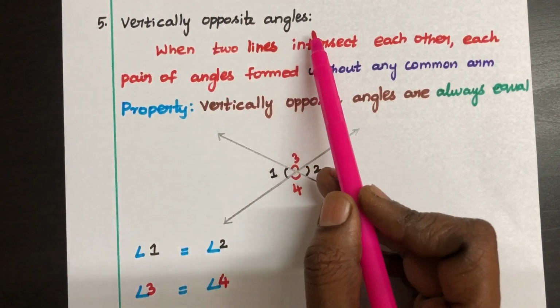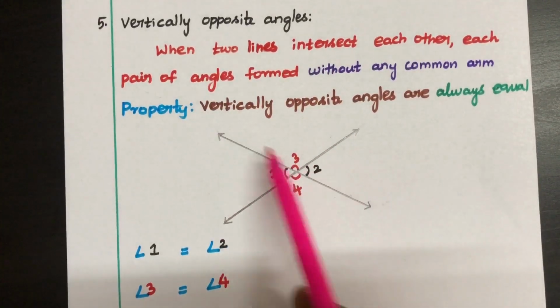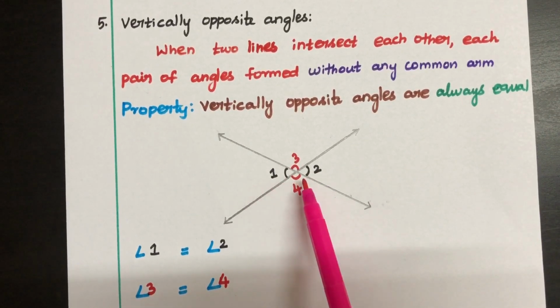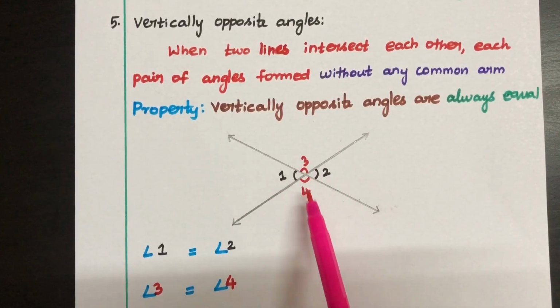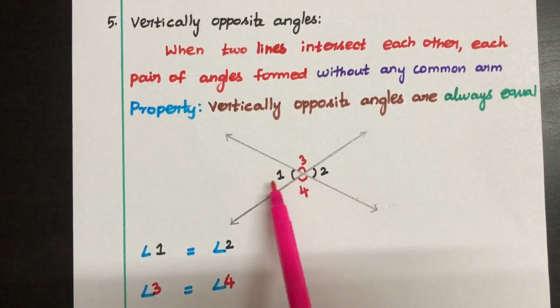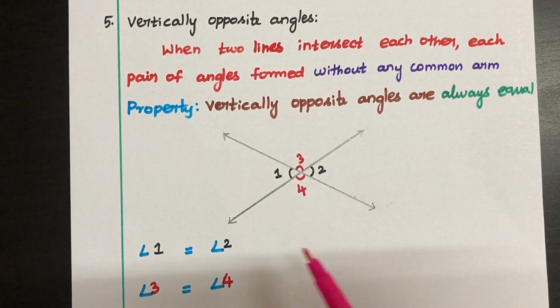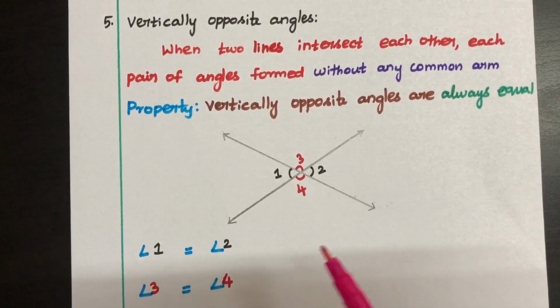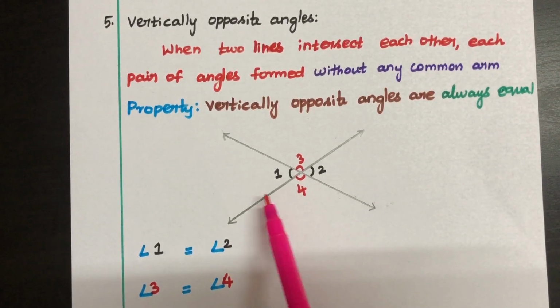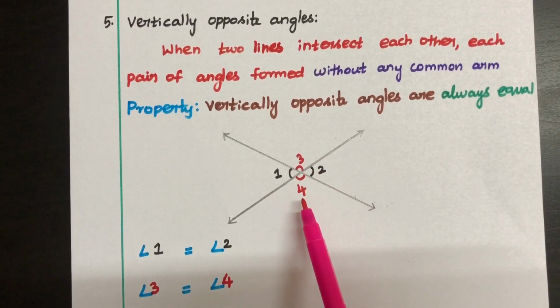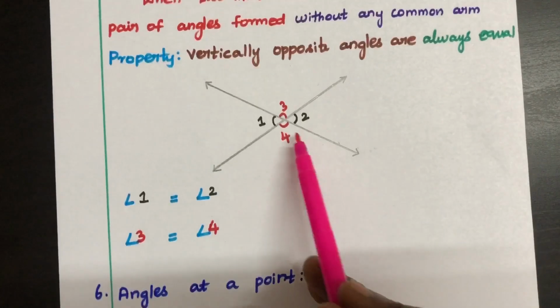Fifth, vertically opposite angles. When two lines intersect each other, each pair of angles formed without any common arm is called a vertically opposite angle. See, 1 and 2, 3 and 4. These are not adjacent angles. They are opposite angles, vertically opposite angles, because there is no common arm. They have a common vertex, but no common arm. That is why these are called vertically opposite. This 1 and 2 is a vertically opposite pair. Similarly, 3 and 4 are vertically opposite angles.